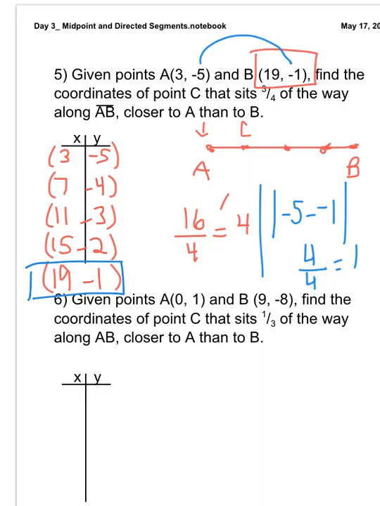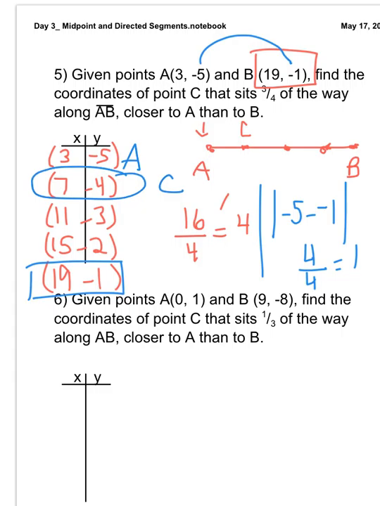So we're done. And now we need to highlight point C, 3/4 of the way along AB closer to A. Well, if this is A, and we needed the point right next to it, this is going to be C. Let's do another one.